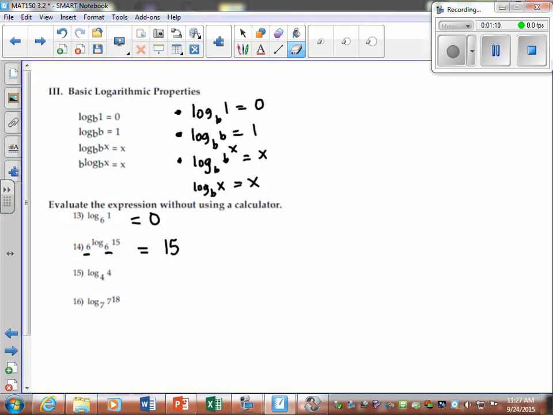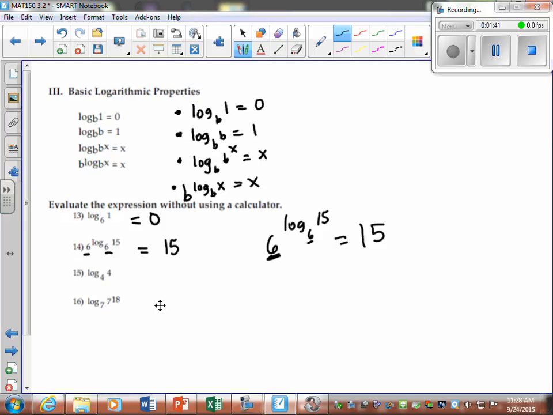This may be hard to see, so let me make that a little more clear. That's like big B, like b raised to, and this part right here is all an exponent. So like this: 6 raised to the log base 6 of 15. When this matches this, you get 15.